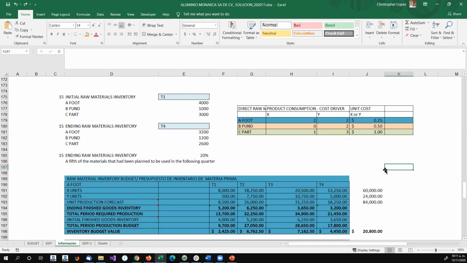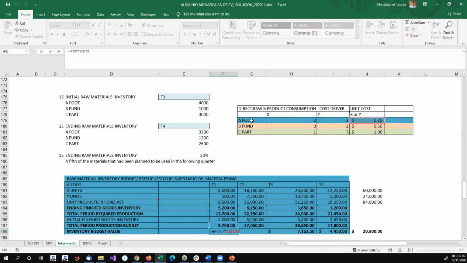Can you repeat the last part, the formula? Yes. Like inventory budget value, how do you get that? Inventory budget value is just the multiplication of the total period budget times the price of each of my raw materials. Oh, okay. In this case, it's the blue one, which is the A. You see? Yes, thank you.